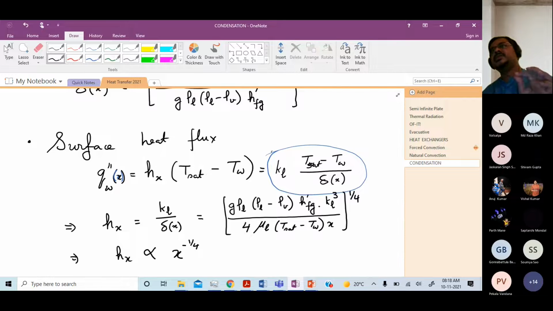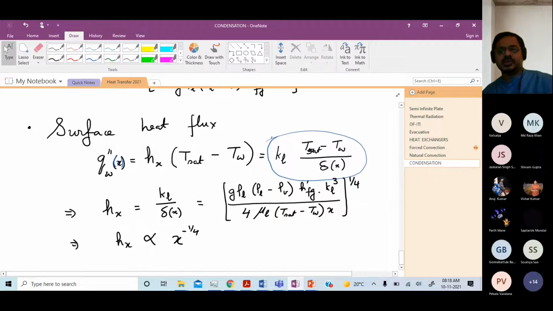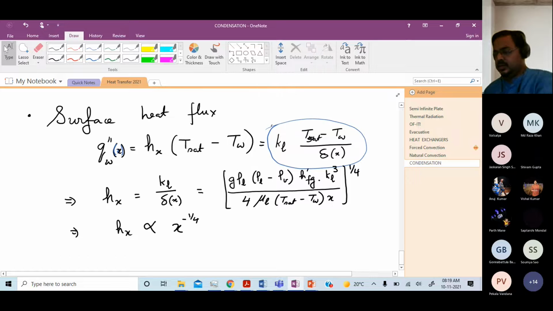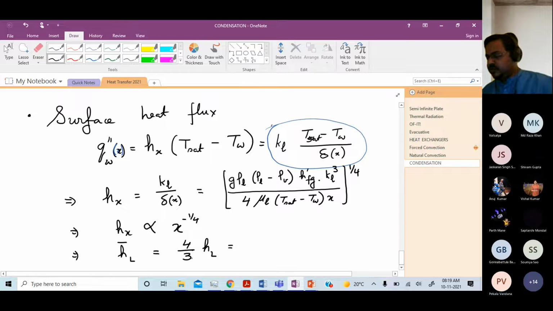Because the film thickness grows as x to the power 1/4. That's it. So which means that if you know h bar over a distance L, if you calculate, you will get 4/3. It's exactly like natural convection, HL. Okay. So if you do all this 4/3 outside, then you get this HL. You take this expression for Hx and replace x by L. That is all fine.